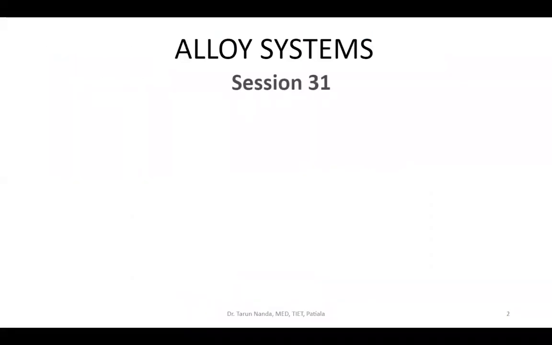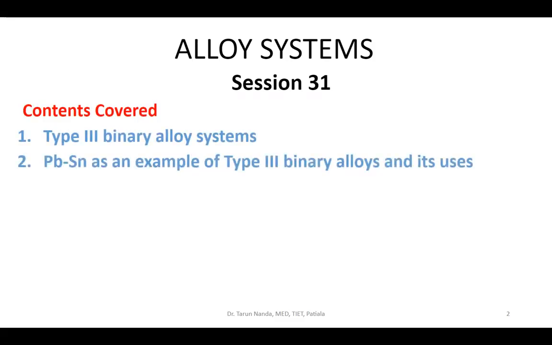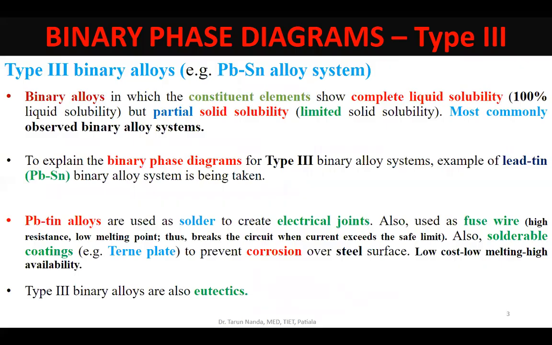This is session number 31 and let us see what all we are going to cover in this session. Basically, we'll start with the next type of binary alloy systems, type 3, which are again referred to as eutectics only. For an example, we'll take the lead tin system and finally we'll give you the labeled lead tin binary equilibrium diagram along with the eutectic reaction details.